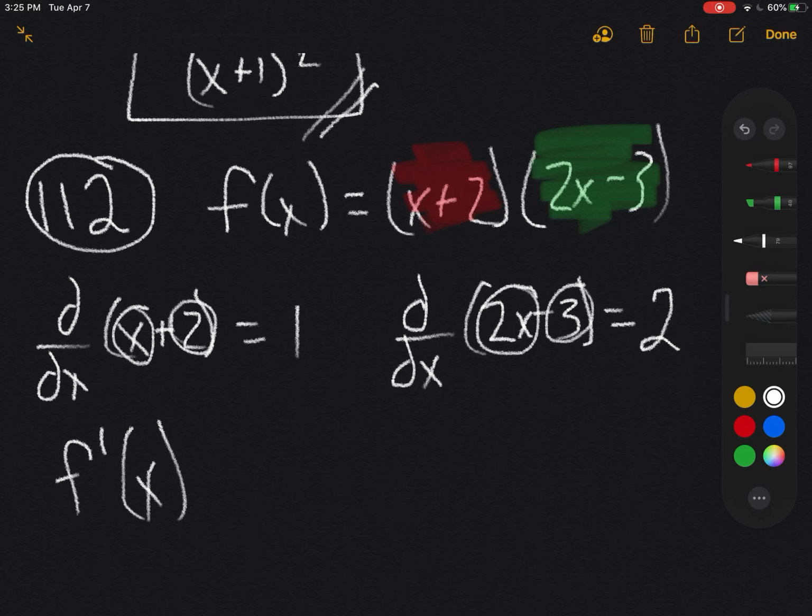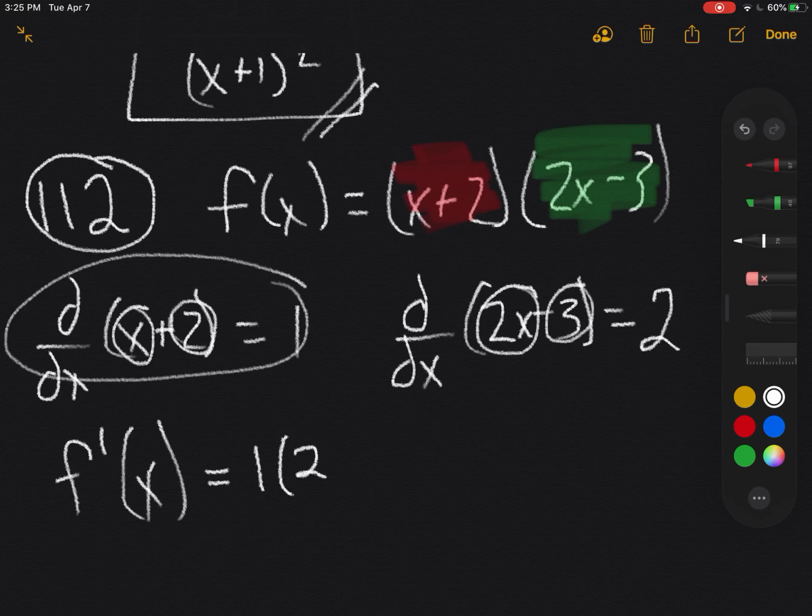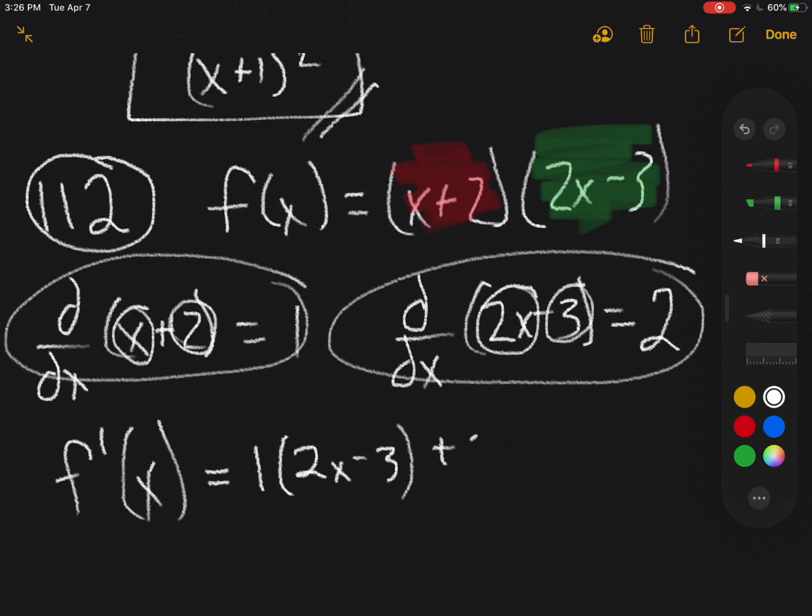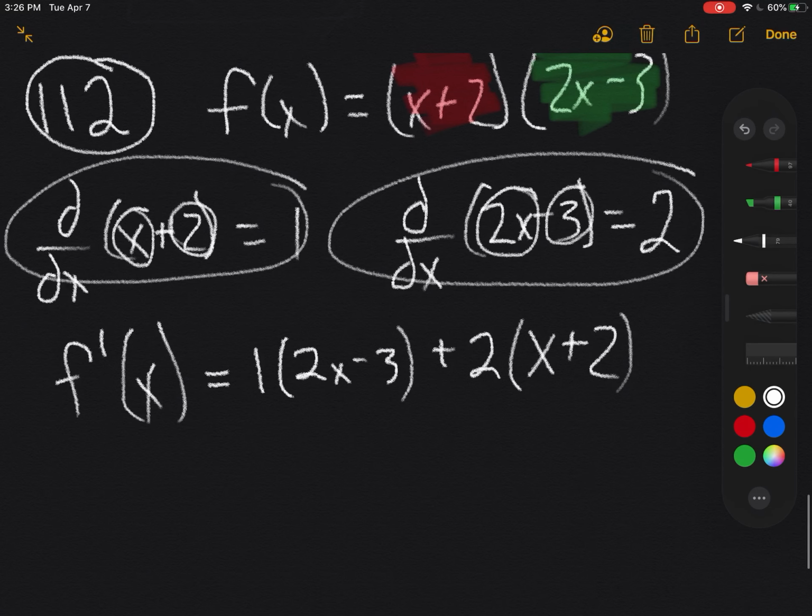Okay. So now I'm looking for f prime of x. And I want to do first the derivative of my first function, which I have right here, is 1, times my second function, 2x minus 3. I'm going to add to that the derivative of my second function, 2, times my first function, x plus 2.